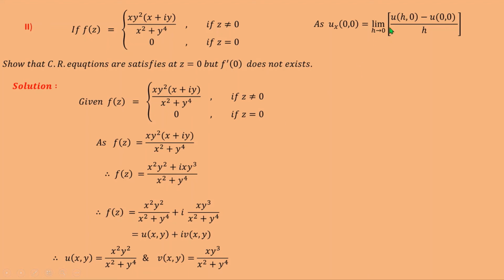As we know, uₓ at (x,y), put x = 0, y = 0, so we get uₓ at (0,0) is equal to the limit as h tends to 0 of [u(h,0) − u(0,0)] upon h. Put here x is h, y is 0, we get u(h,0), and put x = 0, y = 0, we get u(0,0), and put both values here. So we get the limit as h tends to 0, [h² into 0 plus h²] upon (h² + 0) minus u(0,0).